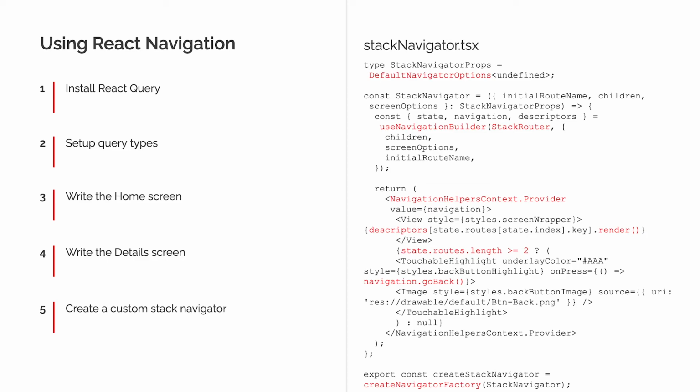For the render, we first wrap with a context that provides navigation to descendants. Then we render the current route by digging out into the current state. This will call the render function of either the home or detail screen. Next, we can add any navigation chrome we want around the screen. In this case, we'll check if the navigation stack is 2 or more screens deep, meaning back navigation is possible. If so, we'll render a back button that calls navigation.goBack to pop one screen back. Lastly, we'll use the createNavigatorFactory method provided by the library to expose our navigator as a function called createStackNavigator, an idiom used by all navigators in the library.